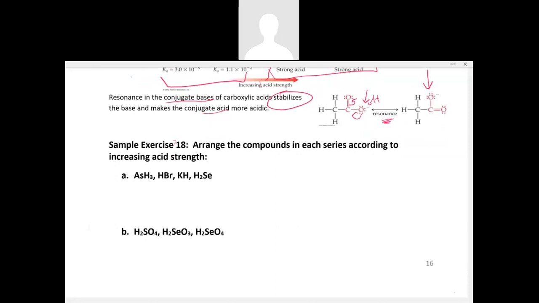So let's take a look at sample exercise 18 here, and we're asked to arrange these compounds according to increasing acid strength. That means that we're going to put the weakest over here, and then our strongest over here. I'll always check for any strong acid, so I see 1, and I'm going to put that over here. And then I notice that all of these heteroatoms, all these other atoms, are in the same period. I know that because I'm looking at a periodic table.